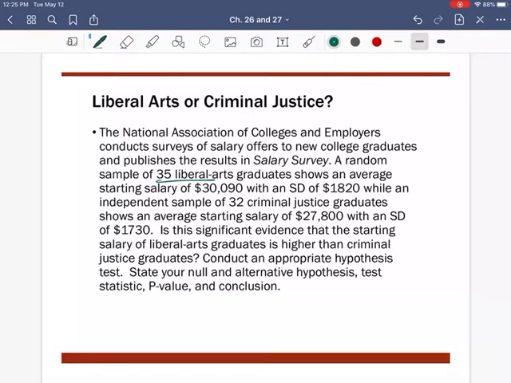Okay, the National Association of Colleges and Employers conducts surveys of salary offers to new college graduates and publishes the results in Salary Survey. A random sample of 35 liberal arts graduates. Okay, it's bigger than 30, so we're good to go. Shows an average starting salary of that amount. So for the liberal arts majors, the starting salary is $30,090 with a standard deviation of 1820, and this sample size is 35.